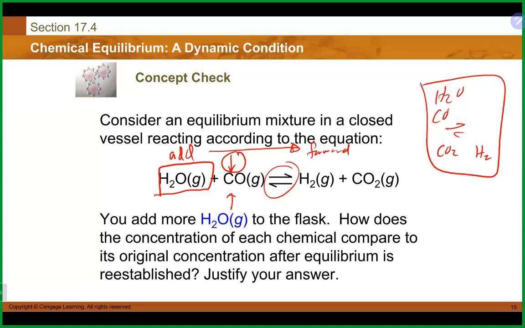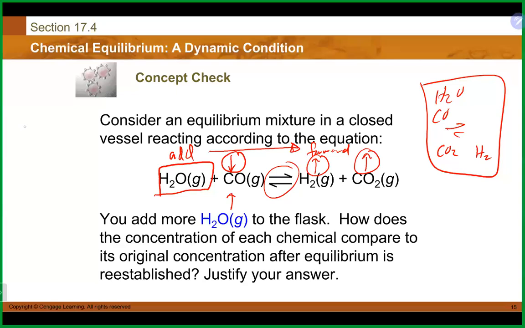What should happen to my H2 concentration? Should it go up, down, or stay the same? It should increase, right? Because we're making products. And my CO2 concentration should also increase, right? Because we're now doing the forward direction. We're making more products. How about my H2O that I added? What's going to happen to that?